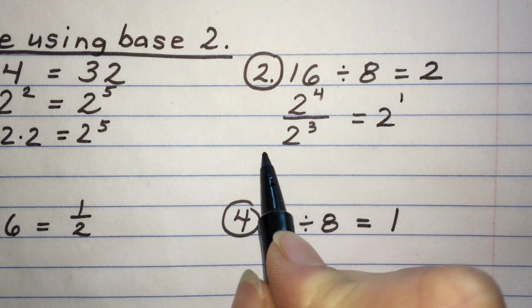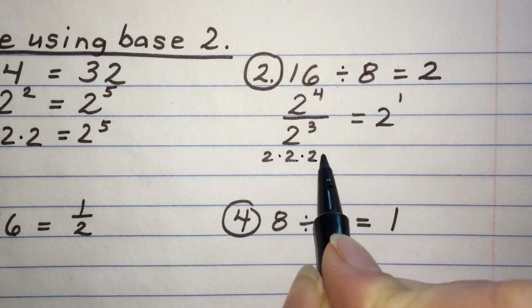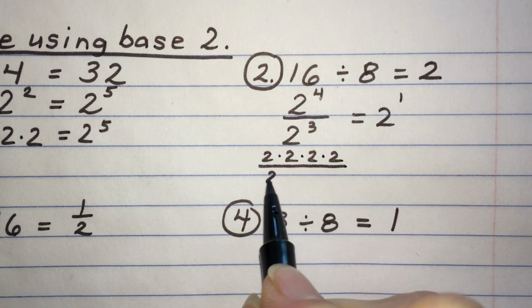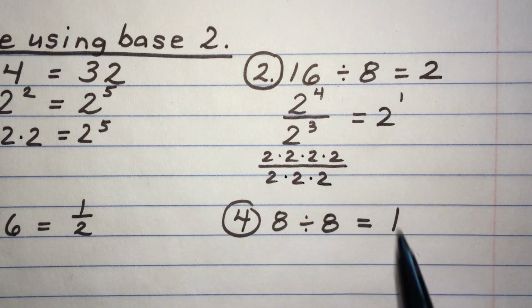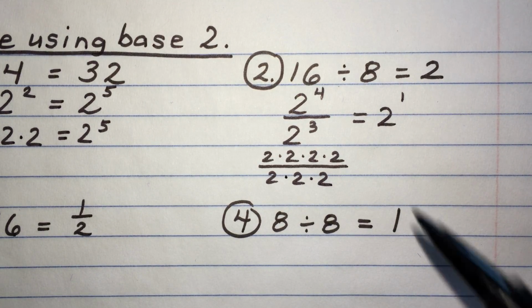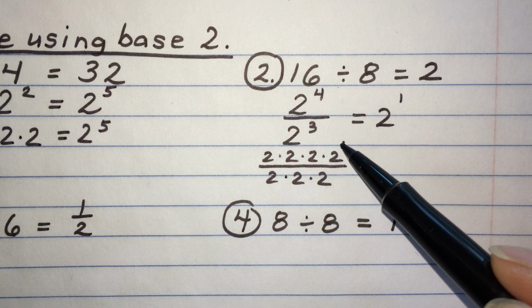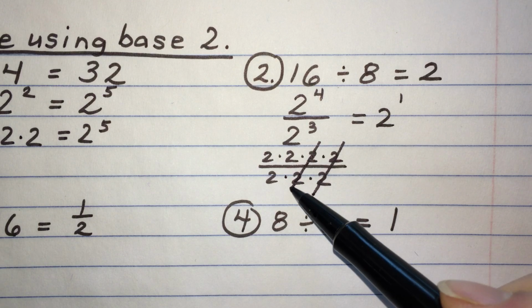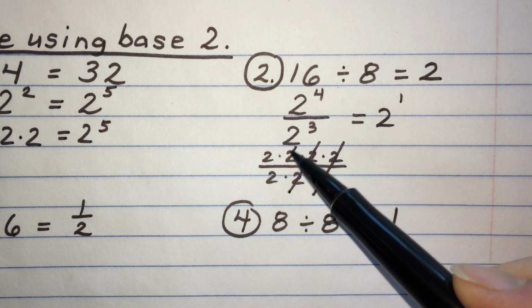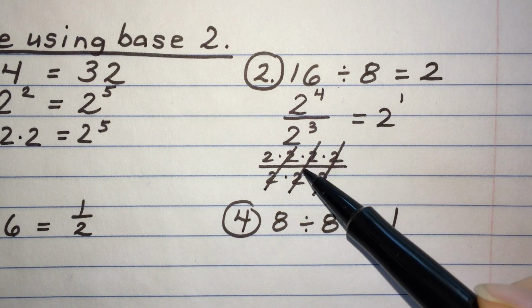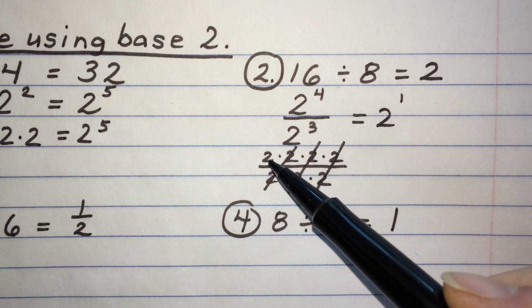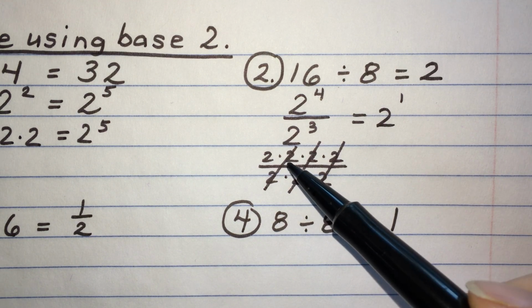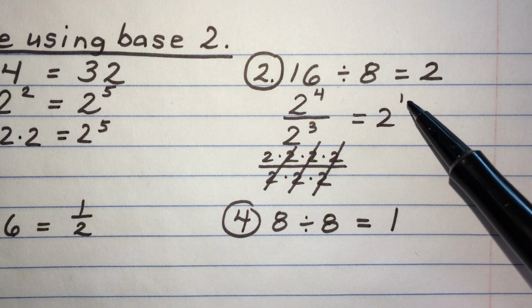You can also write that out, 2 times 2 times 2 times 2. That's called expanding. We can cross off a 2 from top and bottom, and when we're doing that, we're essentially dividing top and bottom by the same thing, and you can do that. It keeps the expression equivalent. We're dividing top and bottom by 2 three times until we're left with just one of those 2s, and another way of thinking of that is the exponent is 1.